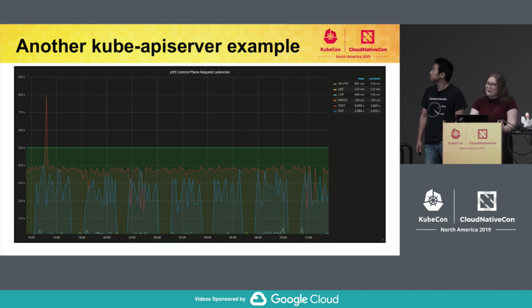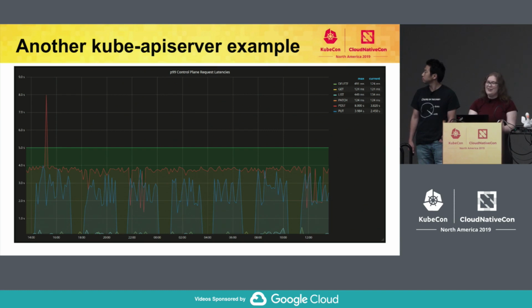Now, you may notice something a little fishy about this data. If I look at the max and current values of most of the verbs in the legend on the right, the current HTTP latency clusters just below 125 milliseconds. That's pretty slow for an HTTP call, and also kind of a weird number. The second thing you may notice is the maximum recorded HTTP call latency is exactly 8 seconds. Again, weird number.